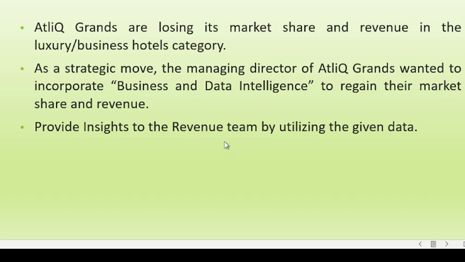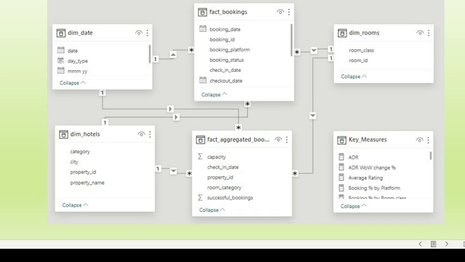Now, the problem statement is that Atliq Grands is losing its market share and revenue in the luxury and business hotels category. As a strategic move, the managing director of Atliq Grand wants to incorporate business and data intelligence to regain their market share. So, providing insights to the revenue team by utilizing the given data is the main objective of this project. These are the tables that we have been provided, and we have also been provided with a demo model based on which we have to create this project.